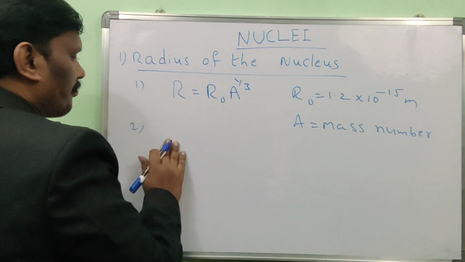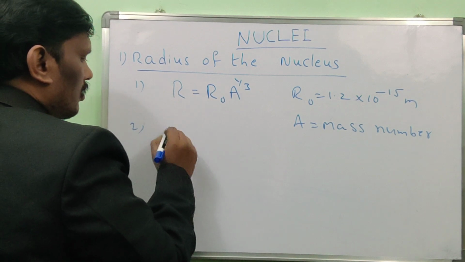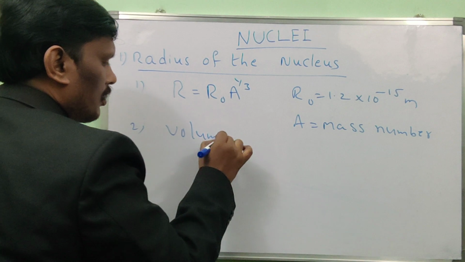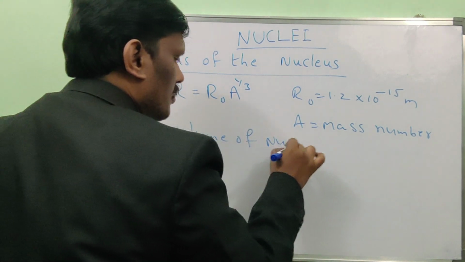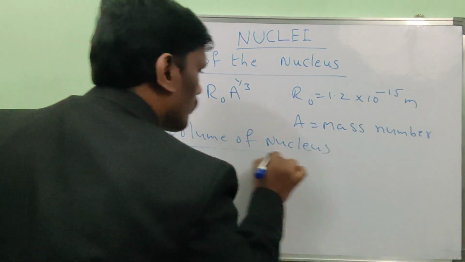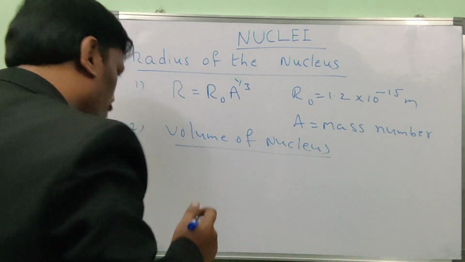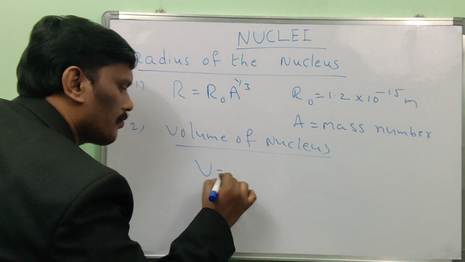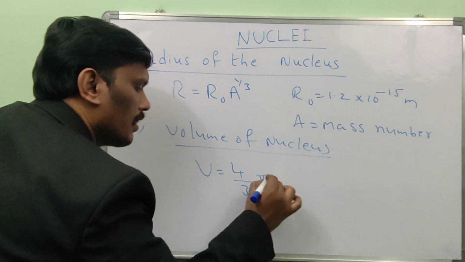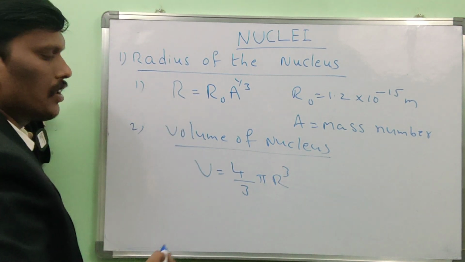Second one, volume of nucleus. How to calculate the volume of the nucleus? Generally, the nucleus is spherical in shape. That's why the volume is 4 by 3 pi R cube, where R is the radius of the nucleus.